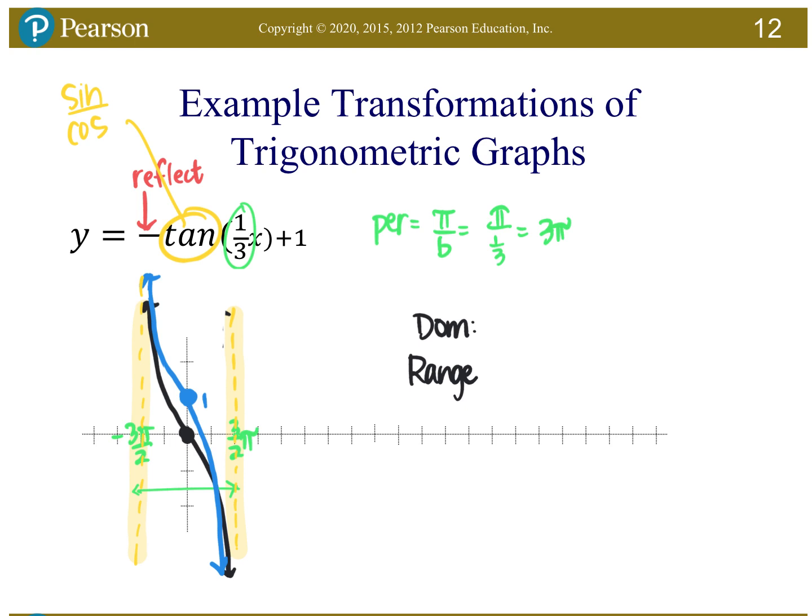And so the way we say that is like this. We say it's all real numbers, but x can't be 3/2 because that's where the first asymptote is. And the space between all the asymptotes is 3 pi. So it can't be plus or minus 3 pi because that would bring me to another asymptote.